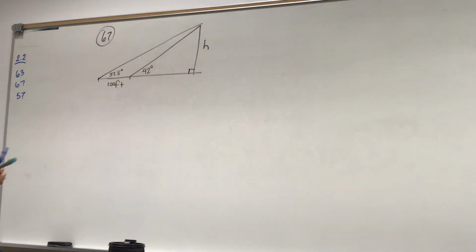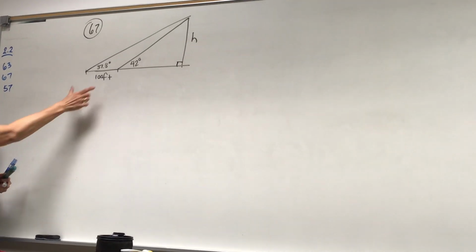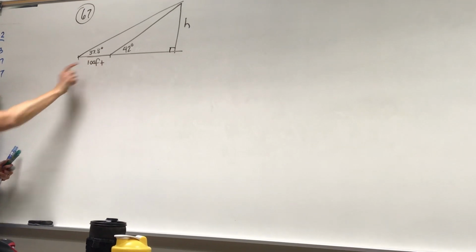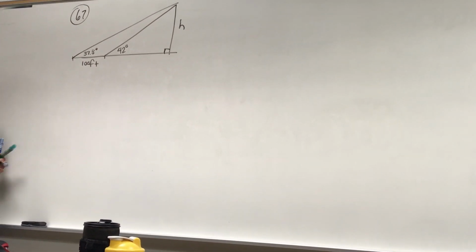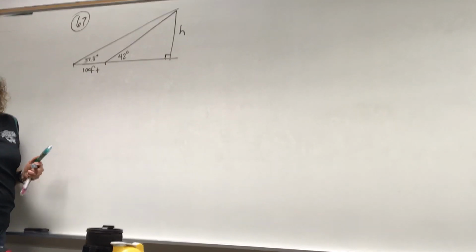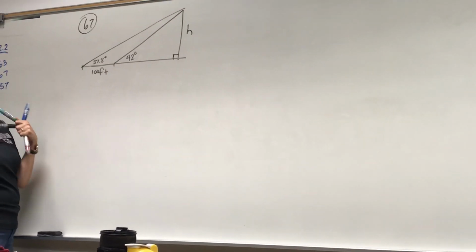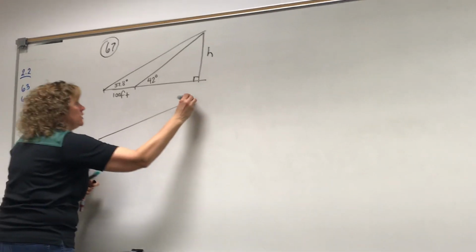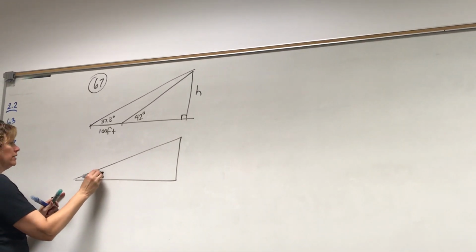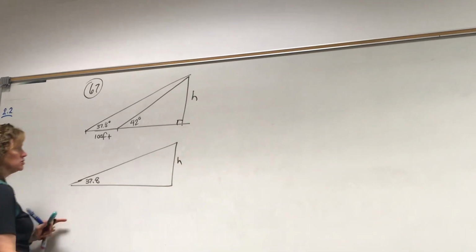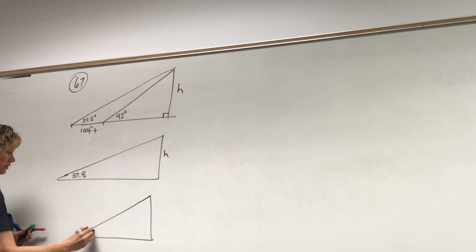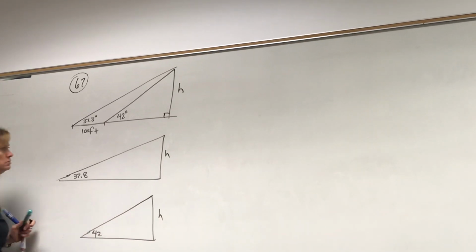All right. What makes this awful is I only know this length right here between the two triangles. We don't know anything about that. We don't know the hypotenuse. We can't figure it out. So we have two triangles. If you separate them, it might make it easier. 37.8 for the far one, h, and then this being 42, and this is h.